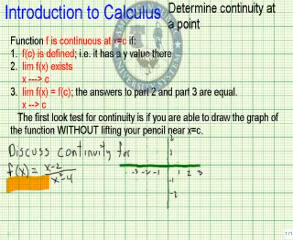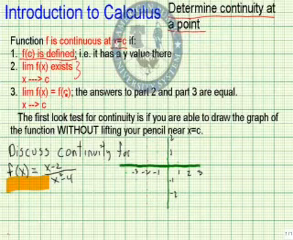Continuing our use of limits, we want to determine the continuity, or whether a function is continuous at a point. We have three requirements. For a function f to be continuous at the point x equal to c, f of c must be defined. We must have a y value there. The limit of f of x must exist as x gets closer and closer to c. And finally, these two answers have to be equal to each other.